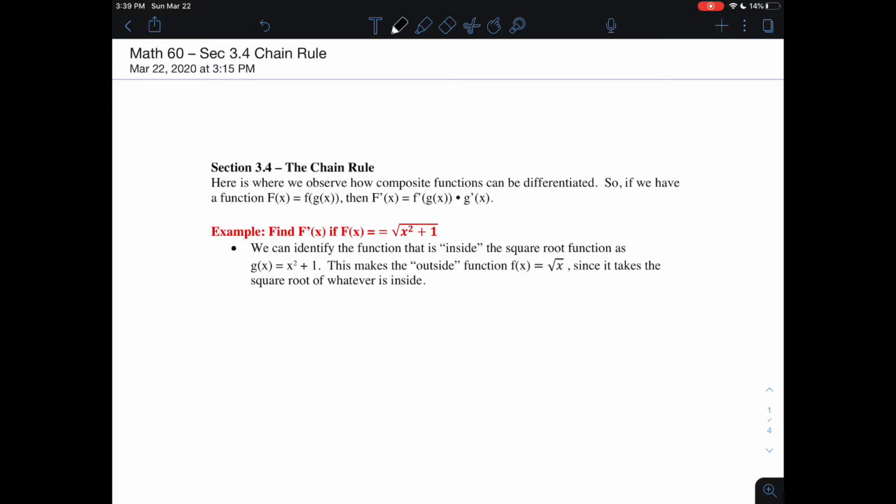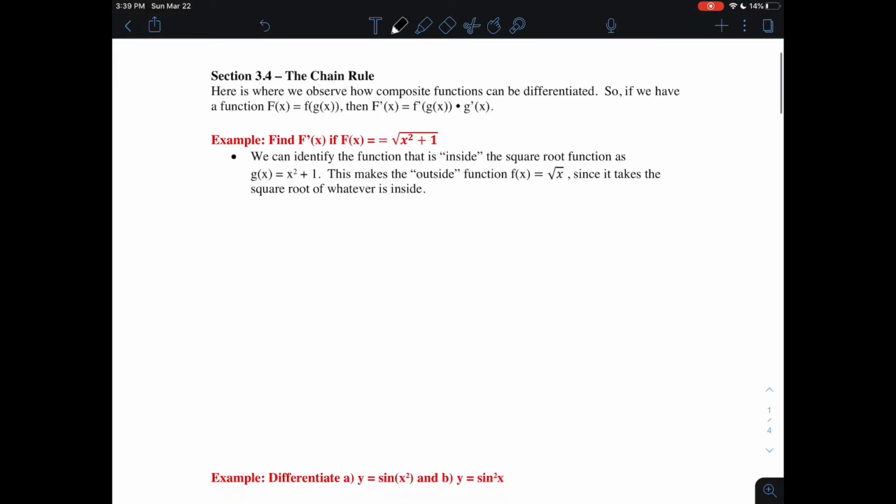So for example, find capital F prime of x if capital F of x is equal to the square root of x squared plus 1. We can identify the function that is inside the square root function as g of x, which is x squared plus 1. That's the thing that is inside the square root, so we're going to call that g of x. That means that there has to be an outside function, which we would label lowercase f of x. That function is just the square root function, meaning you put in an input and then take the square root of that. So we're going to call lowercase f of x the square root of x.